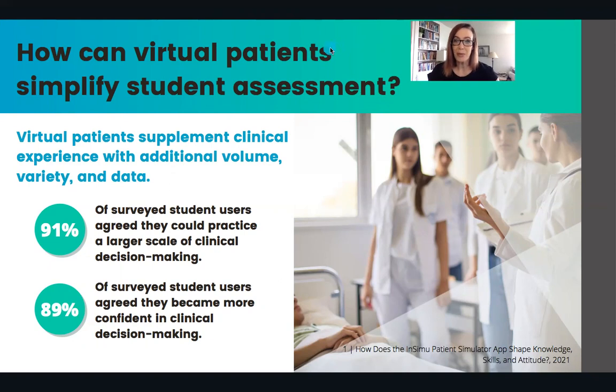And you can see from the numbers here on the screen of surveyed students that a vast majority of them agree that they could practice a larger scale of clinical decision-making by using virtual patients, which we're going to talk about a little bit more as we go on today. And also, they became more confident in their clinical decision-making. So these are 2 very essential skills for our 3rd and 4th year medical students on their clinical rotations, as well as other types of health professional students.